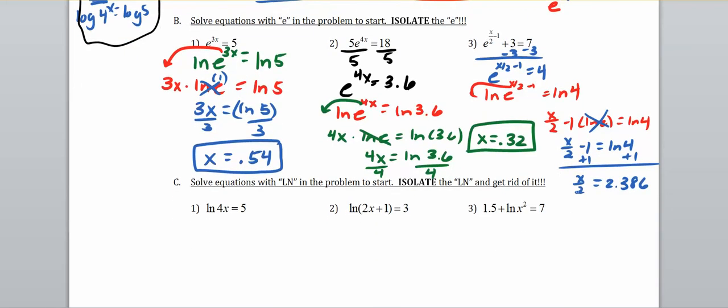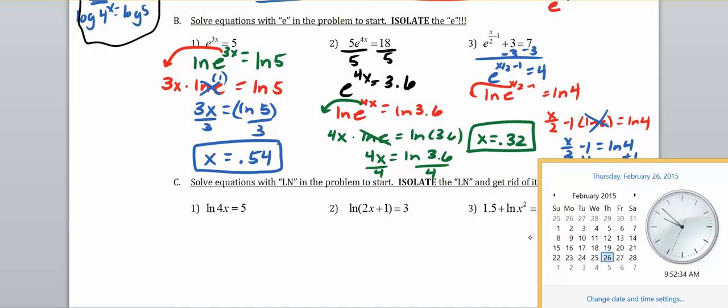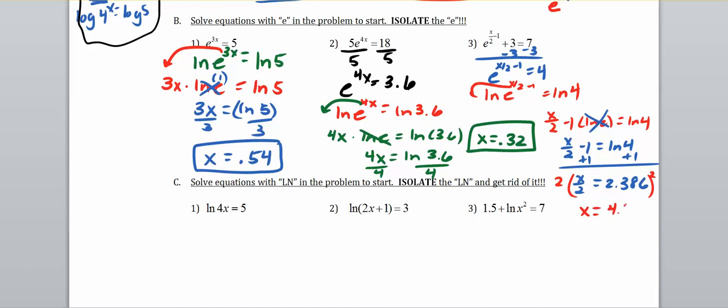I have x divided by 2 is equal to 2.386. To solve for x, I need to always do the opposite operation. Well, if it's divided by 2, I'm going to multiply by 2. So to get x, I'm going to take 2.386 and multiply that by 2, and I'm going to get 4.77. And again, I'm just going to round that to 2 decimal places, or the hundredths place.